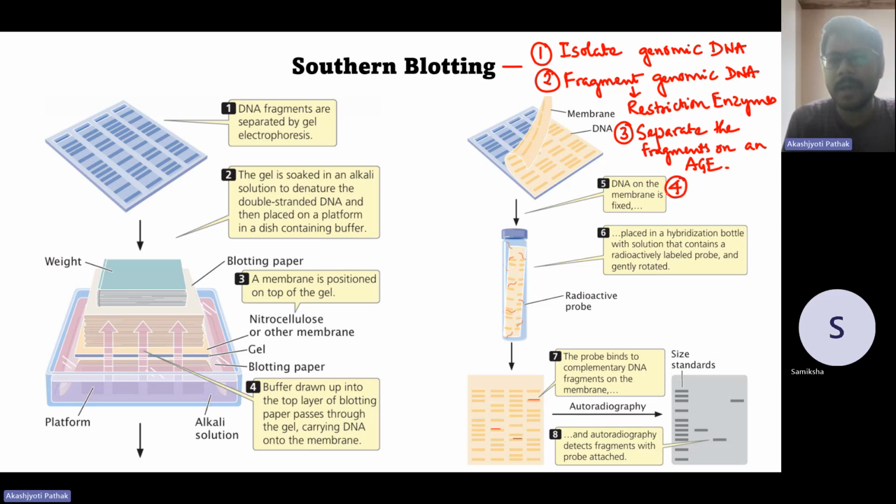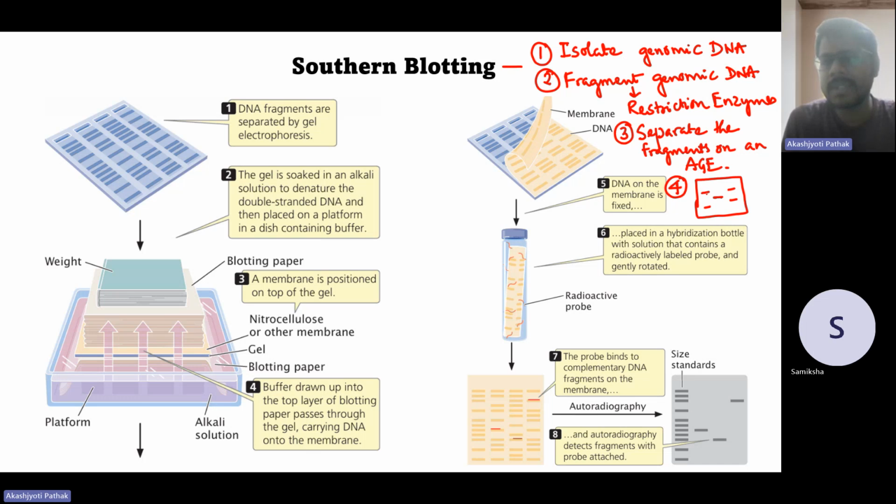So once you have the different fragments, the restriction enzymes will cleave the genomic DNA and create various DNA fragments. Now, these fragments, when you run on an agarose gel, will separate on the basis of their molecular weight or their size. So you will get a pattern of DNA bands.